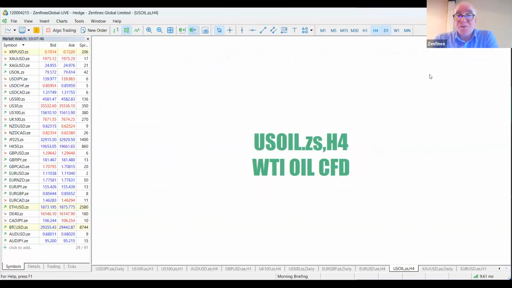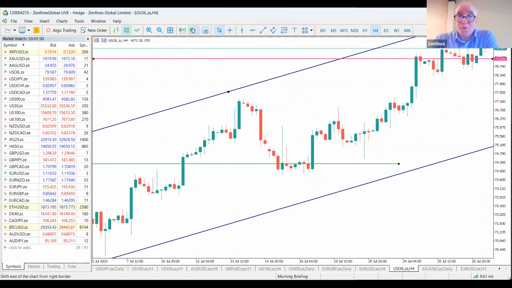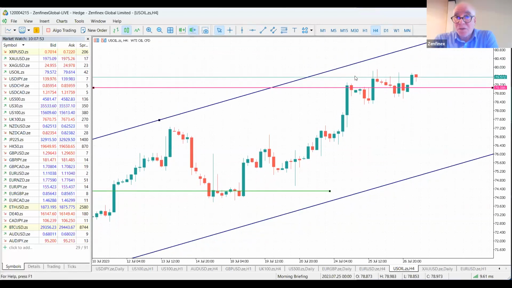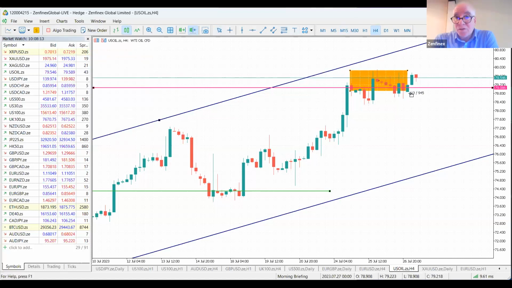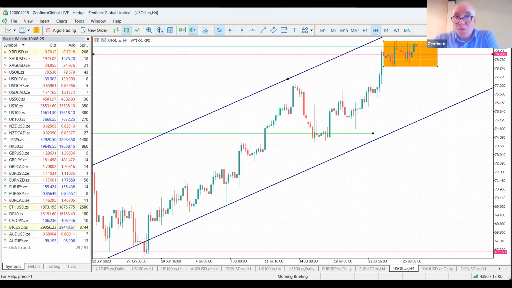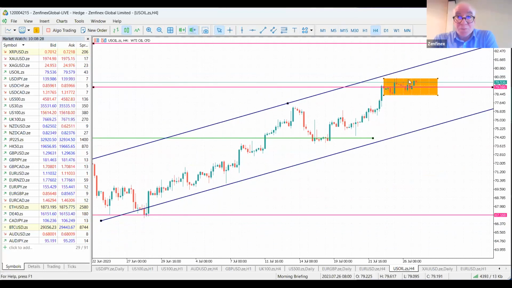We're on the daily, remember. So if we now go to the 4-hourly, we can start marking up this area of consolidation. Do remember, markets will trend, they'll go sideways, they'll trend again, go sideways. And now after this move up, remember we're looking at the 4-hourly, we're starting to see a bit of consolidation here. If we are to look for trades on oil, we're looking for the same thing we did down here. We're looking for a breakout and retest.